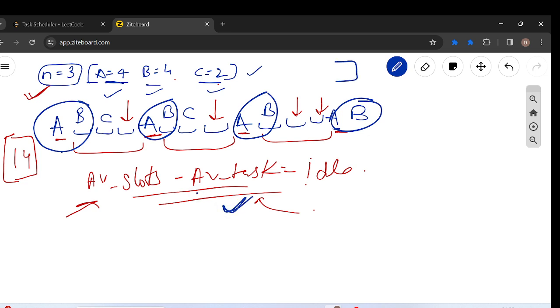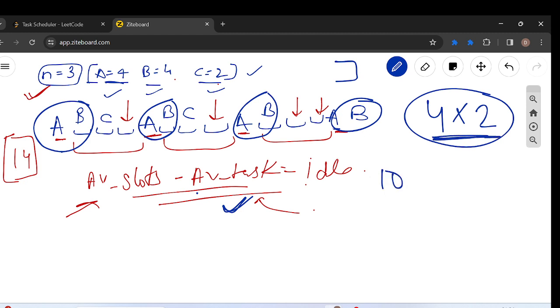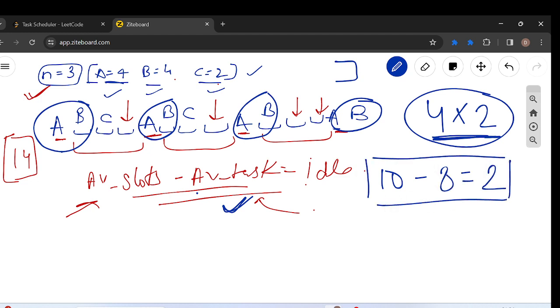So how will we do this? If we find out the frequency which is maximum, like here the fourth frequency is maximum, and how many times it is occurring, it is occurring 2 times. Then we will subtract this from the total number of tasks. Total number of tasks is 10, and if we subtract 4 into 2, 8, from 10, we will find our available tasks. Okay, this is done. Second thing, now we have to find the available slots.